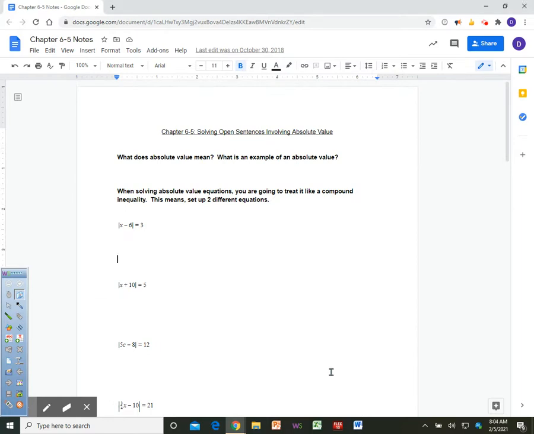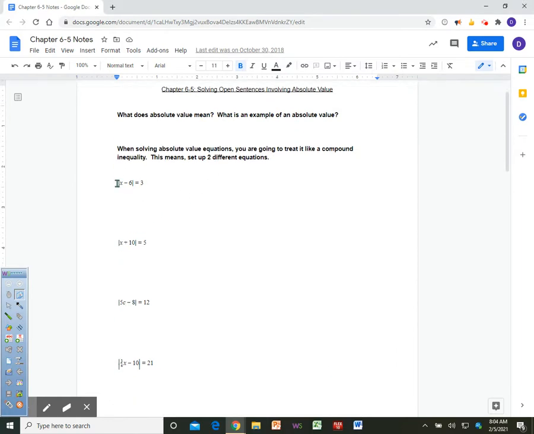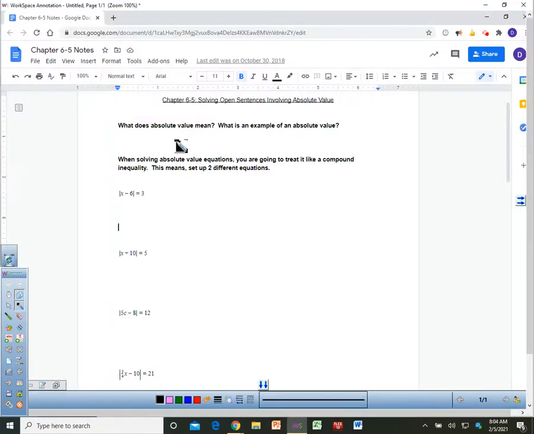So as you can see, what they'll look like is the absolute value of x minus 6. And we've talked about absolute values before. Absolute value is how far away a number is from 0 on a number line. So the absolute value of 8 is going to be 8 because it is 8 spots away from 0. But the absolute value of negative 8 is also 8 because on a number line, it is still 8 spots away from 0. Okay? So what we're going to be doing today is solving this.